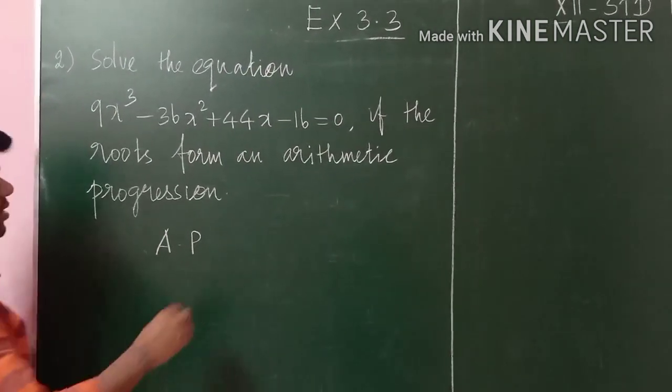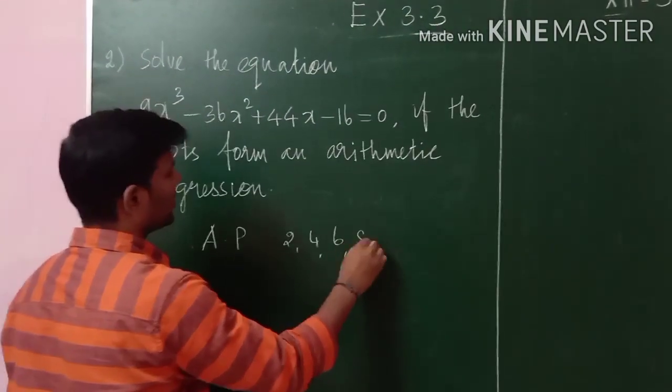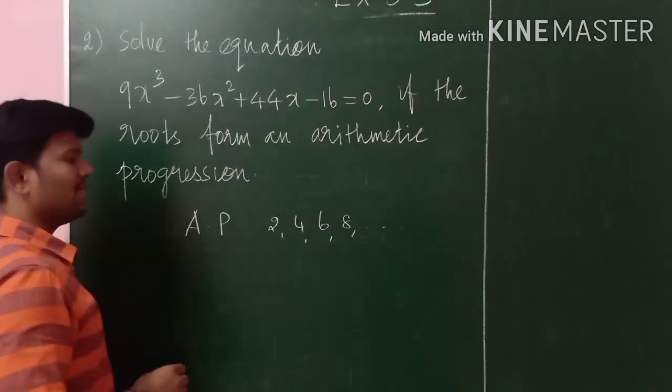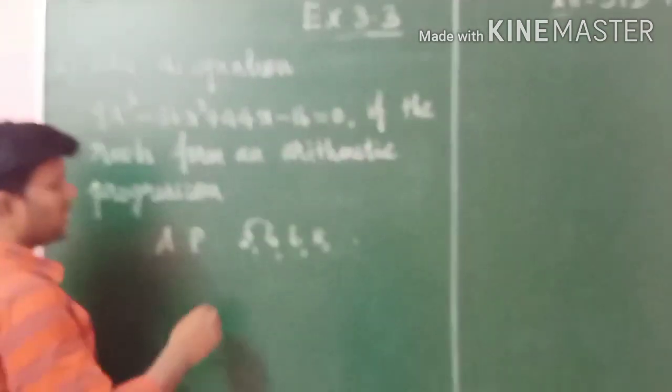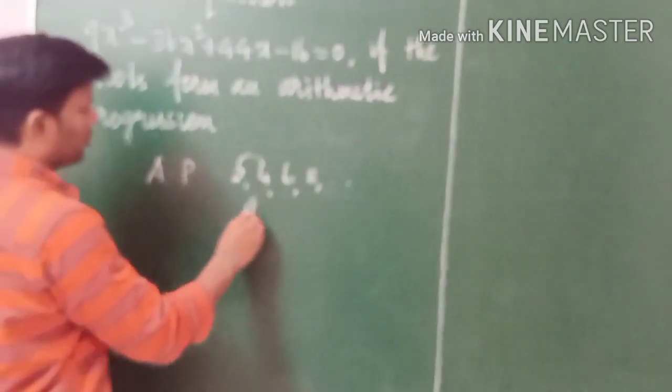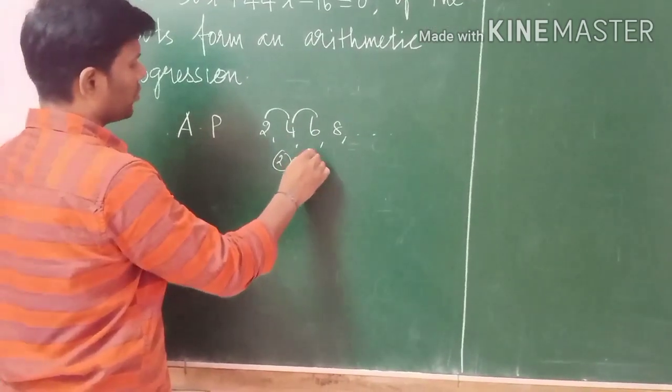So what is AP? Suppose I take a sequence 2, 4, 6, 8 and so on. You just see the common difference. What is common difference? Second term minus first term. 4 minus 2, 2. Then third term minus second term. 6 minus 4, 2.